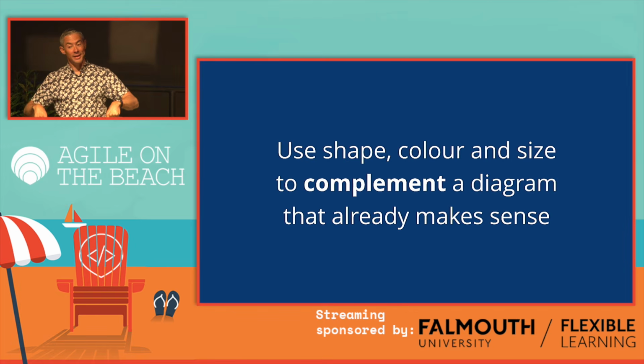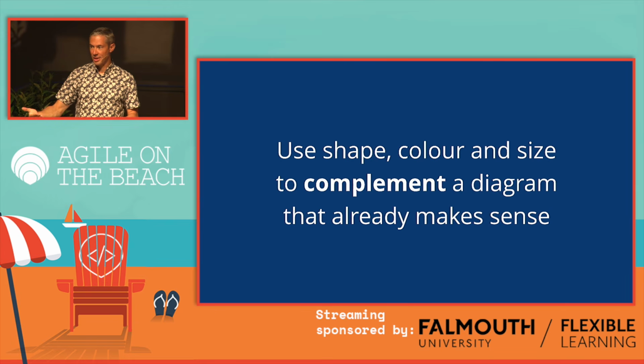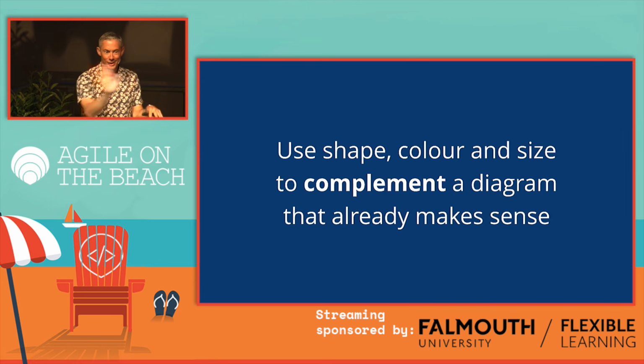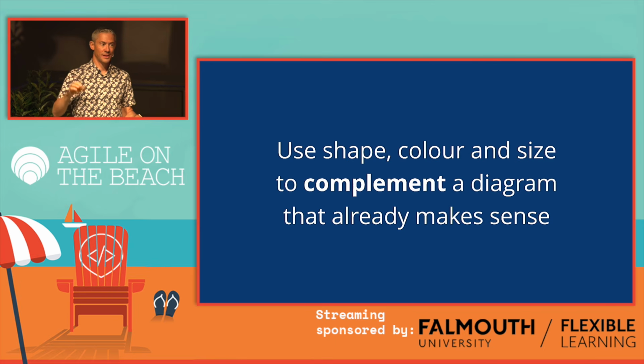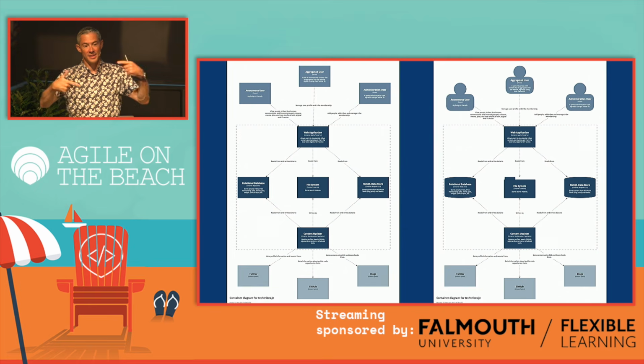So with that in mind, my advice is to use shape and color to complement a diagram that already makes sense. So in other words, if you take a diagram and you remove all of its color and you remove all of the shapes, the diagram should still make sense. And the reason it makes sense is because a lot of the text we add to the diagram helps it make sense.